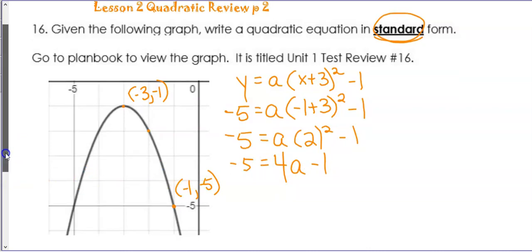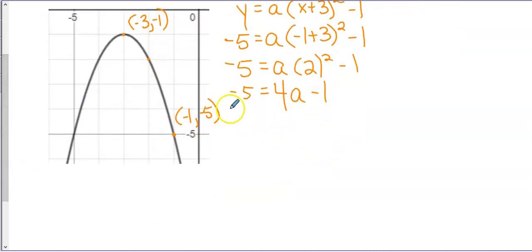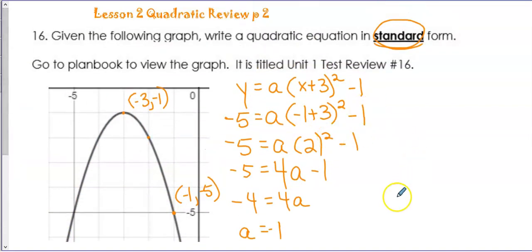So now I have a two-step equation. I'm going to add 1 over here, -4 equals 4a, and a equals -1. I kind of knew that because this looks like the parent function and it's pointing down, so I figured it was probably going to be -1, just wanted to make sure.